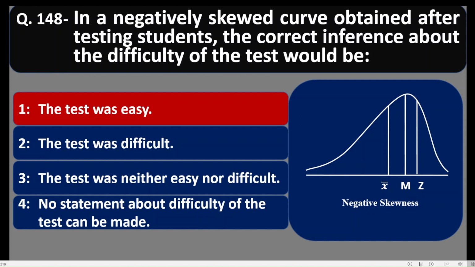So on the basis of this, we can say that if negative skewness is found in the data, it means that the test was very easy. So option number 1 is correct.